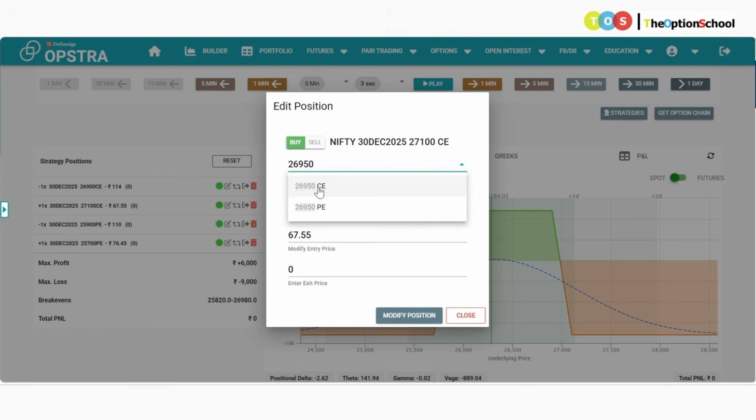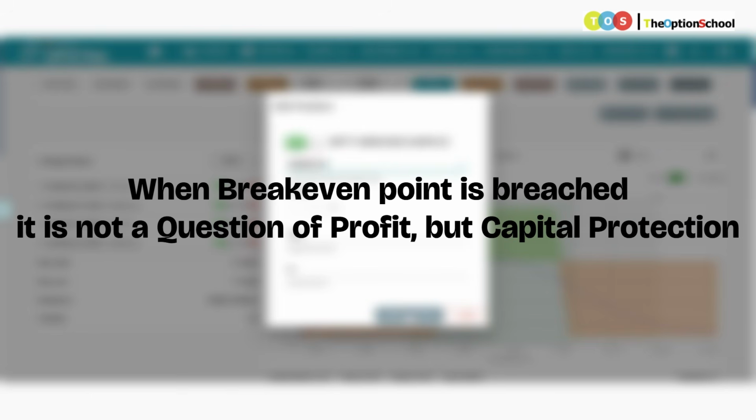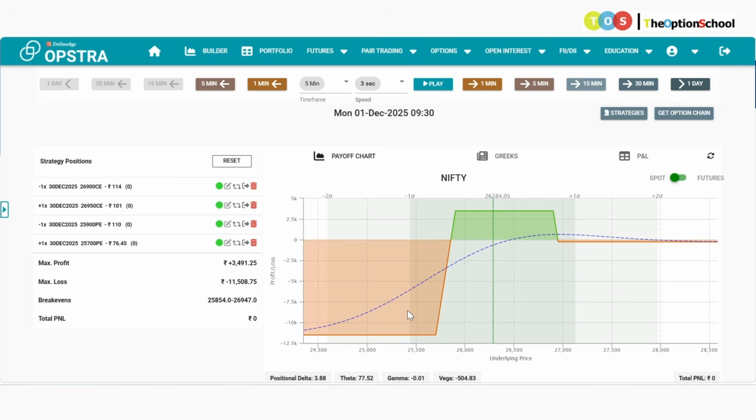If I reduce this gap, see what happens. On the put side my premium remains the same, on the call side the net credit gets reduced. But when the market is going to break my break-even points, it's not a question of how much profit I make, it's a question of whether I can preserve my capital or not. So I'll do this adjustment. Now see what happens.